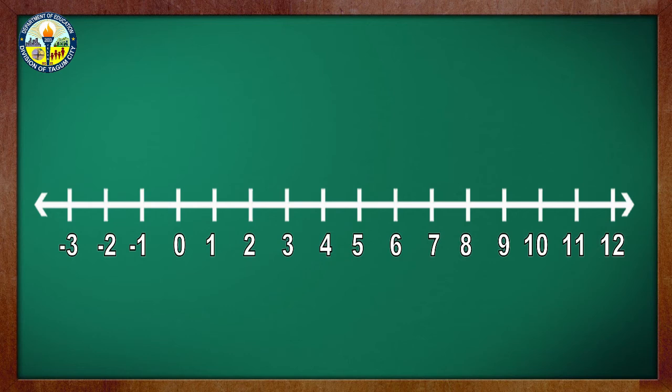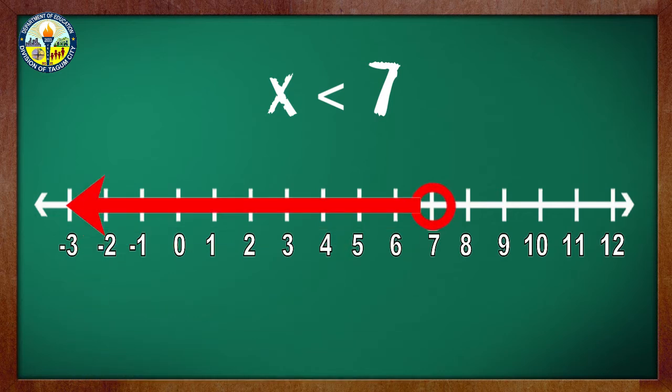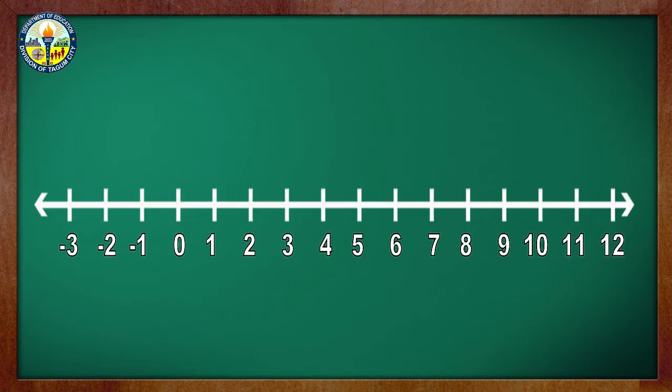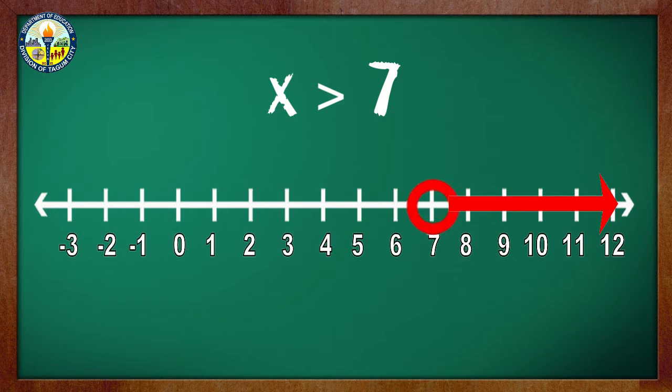On the number line, x = 7 is like this. Note that the only point on the line corresponding to 7 is closed, because the exact value of x is 7. x < 7 looks like this. The point on the line corresponding to 7 is open. It is because 7 cannot be a value of x. x > 7 is like this. The point on the line corresponding to 7 is also open because 7 is not a solution for x.